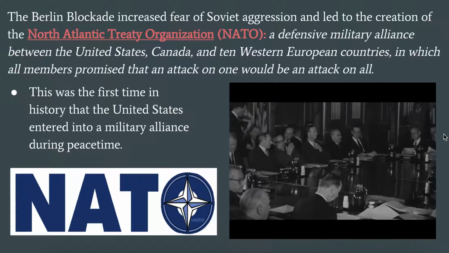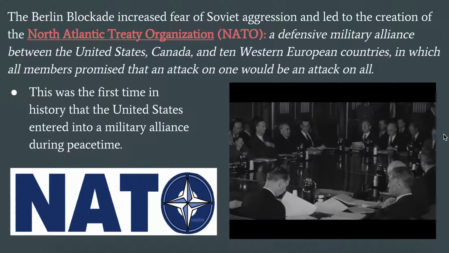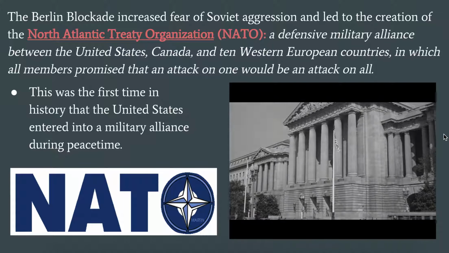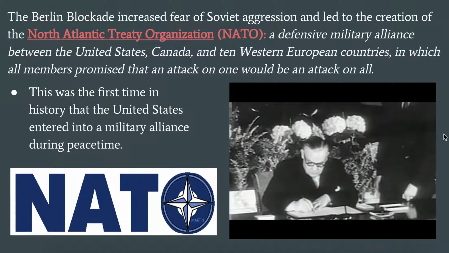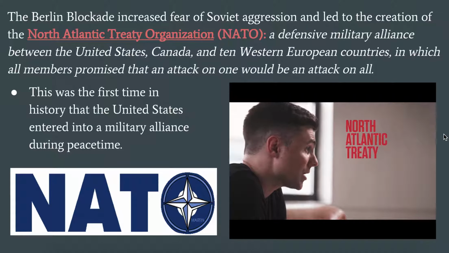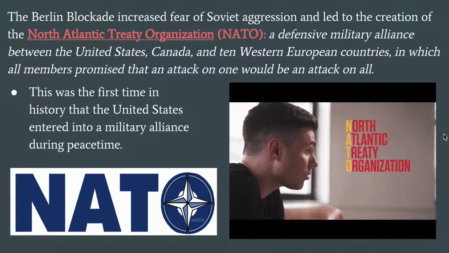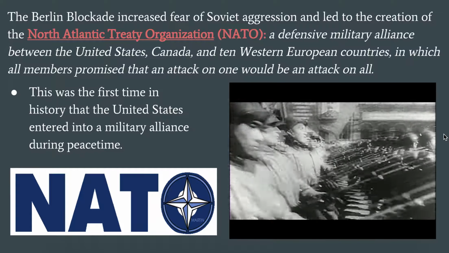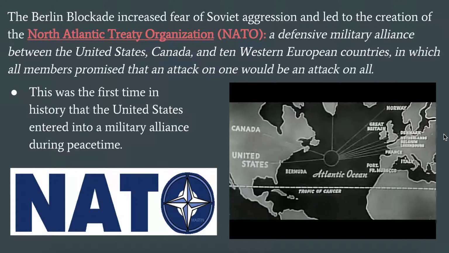In April 1949, foreign ministers of a dozen Western European and Northern American nations met in Washington, D.C. to sign the North Atlantic Treaty. This created the North Atlantic Treaty Organization, or NATO. In Article 5 of the treaty, NATO nations agreed that an attack against any of them by, say, the Soviet Union, for example, would be an attack against all of them.